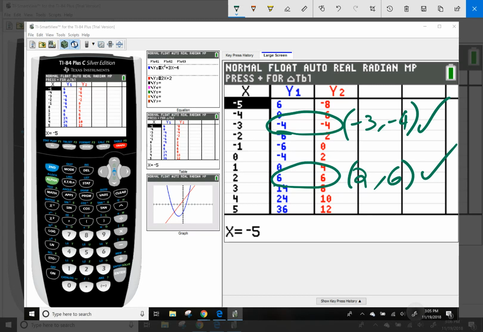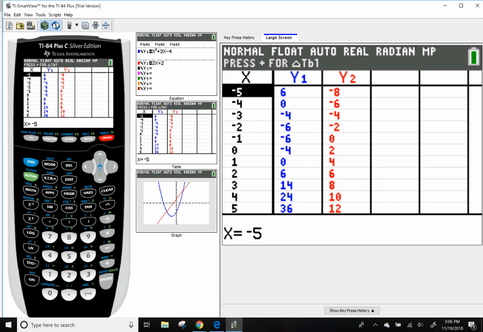And also, if you want to use that second trace feature where you go over the intersection, you can see it'll work that way too. But I've already confirmed my answer, so I'm going to go ahead and move on. -3, -4, and 2, 6.